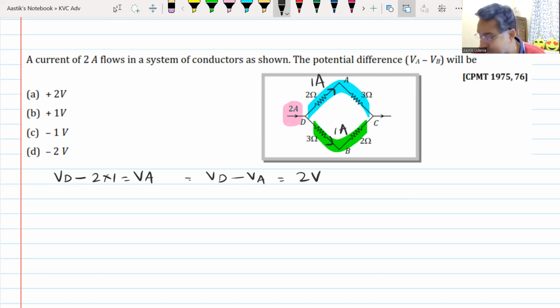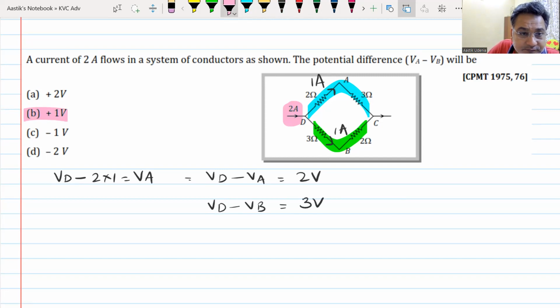Do we understand this? Similarly, I can write VD minus VB is equal to 3 volts. From here, subtracting, you should be able to find out VA minus VB, and it is going to come as plus 1 volt. We understand this? Understood, sir.